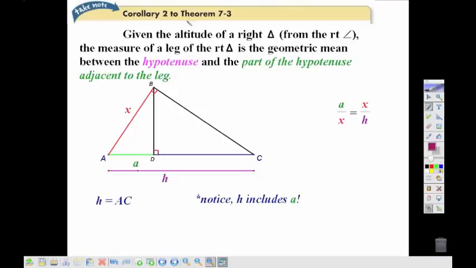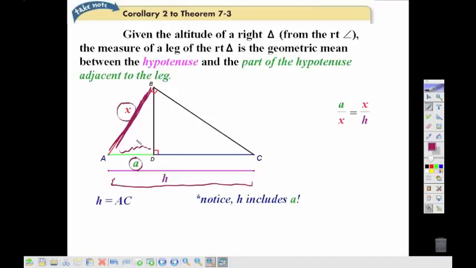Now there's another formula that will come from this, corollary 2 here, that this time we're looking at a side, one of the legs of our big triangle, the small part of the hypotenuse, and the whole hypotenuse.